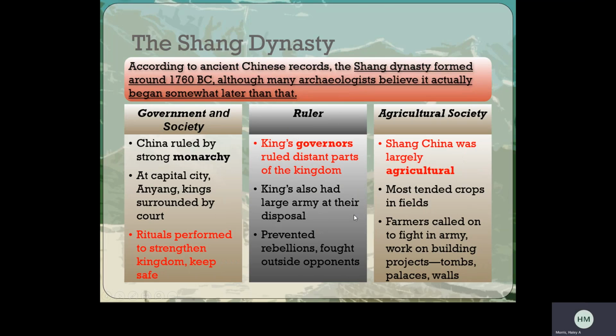According to ancient Chinese records, the Shang dynasty formed around 1760 BC, although many archaeologists believe it actually began somewhat later than that. So their government and society: China was ruled by a strong monarchy. At the capital city, the king was surrounded by the court, and rituals were performed to strengthen the kingdom as well as keep them safe.